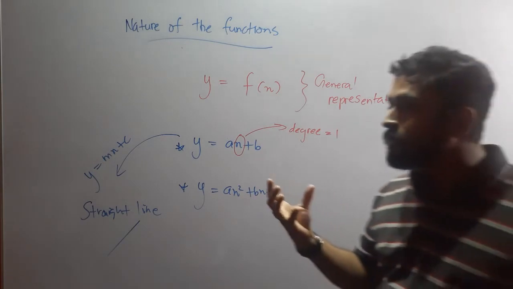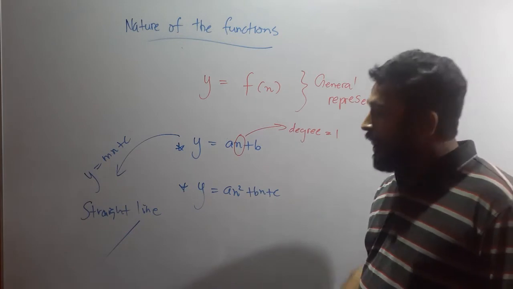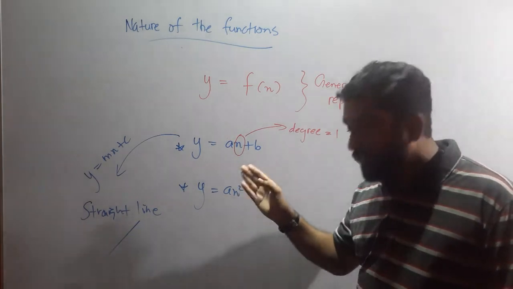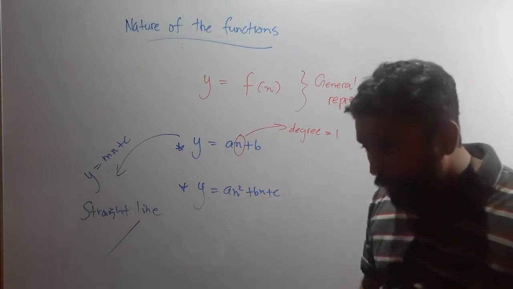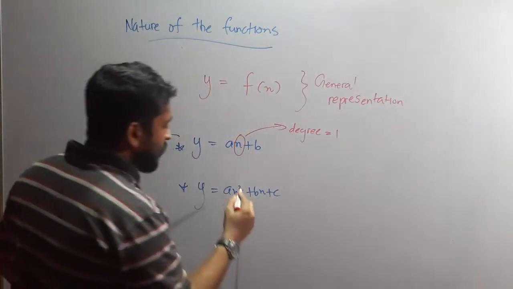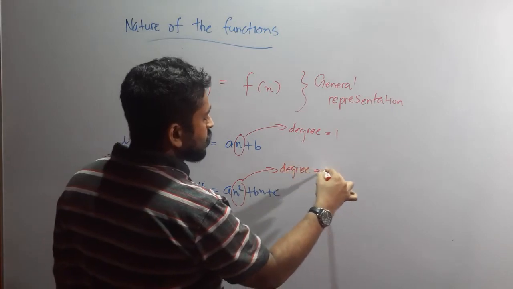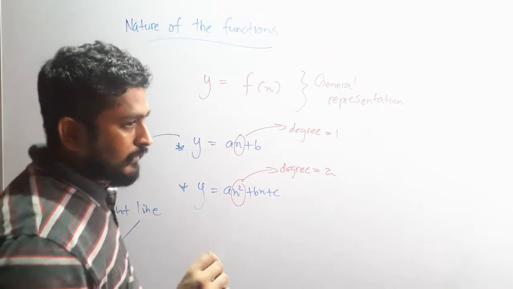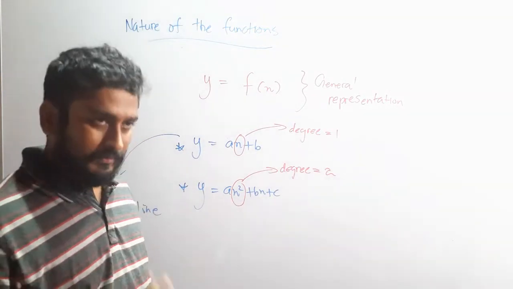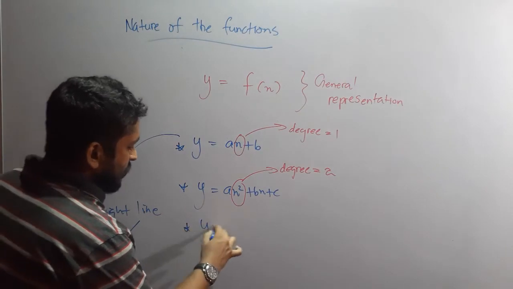The degree is 2. Even if there are two x terms, the highest power of x is considered the degree. The highest power of x is 2. Yes, it is second degree. Well done. Wait, I am going to ask you what is the shape of the function. Please wait until I ask. I will give you the third one.